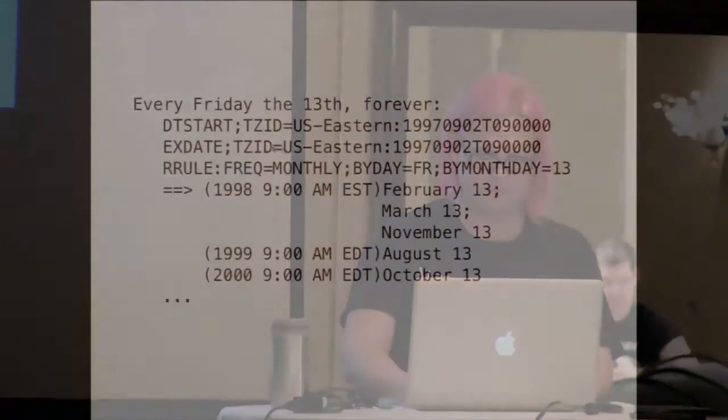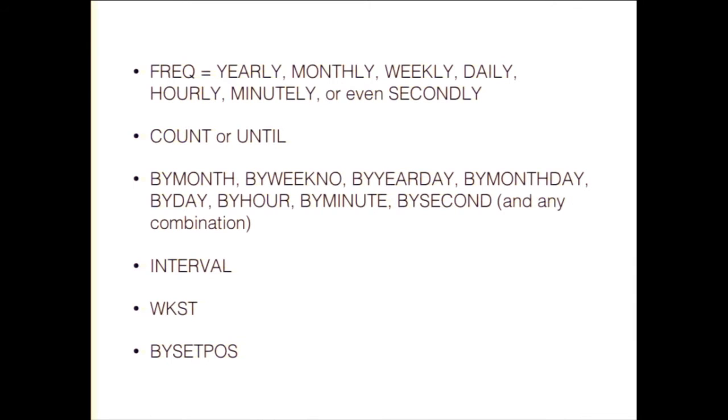So for frequency, there's yearly, monthly, weekly, daily, hourly, minutely, or even secondly. Why would you want a recurring event every second?